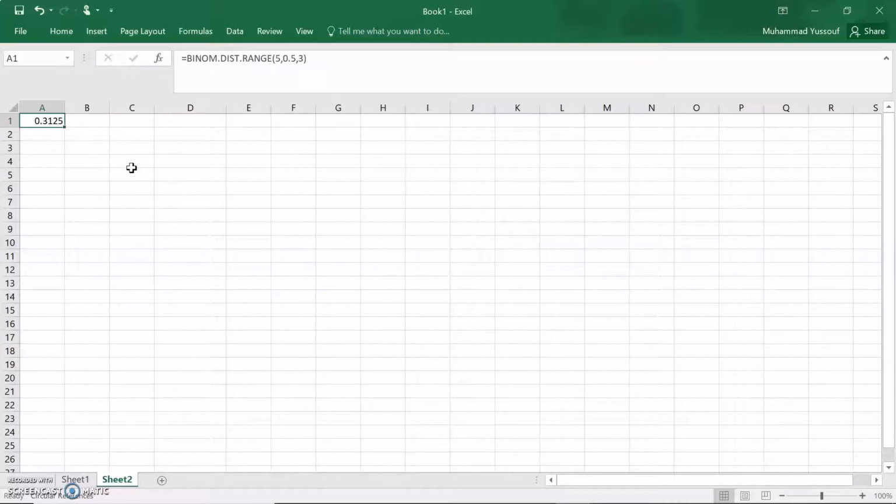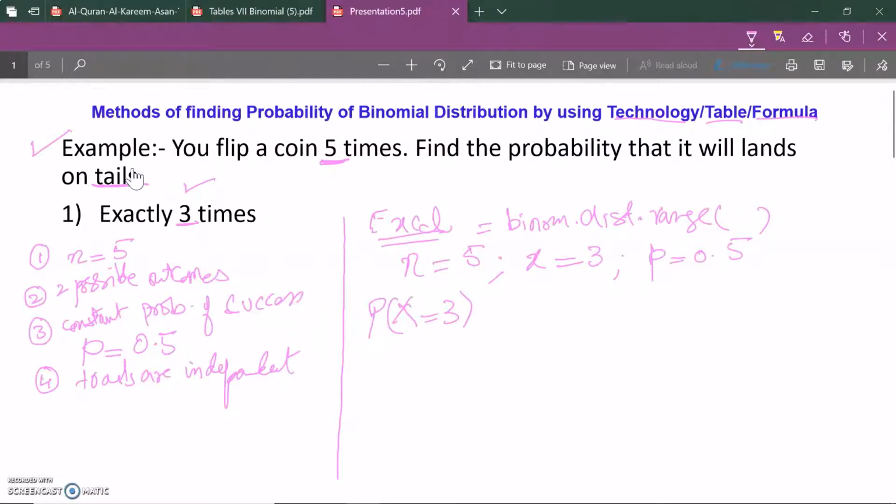So our answer comes out to be 0.313. So the probability of success comes out to be 0.313. That's the probability of success by using Microsoft Excel.